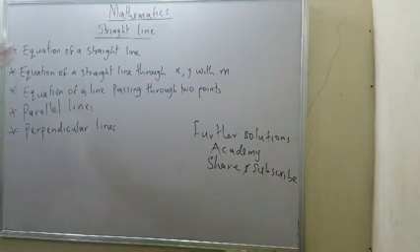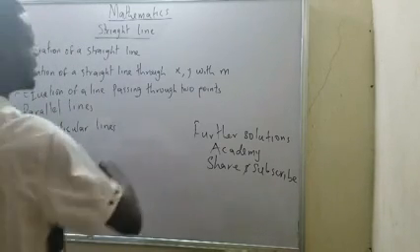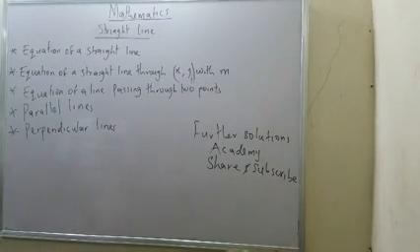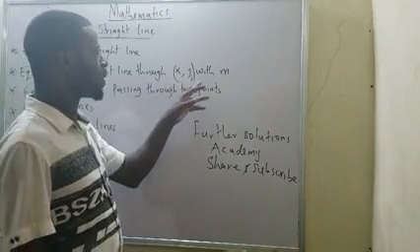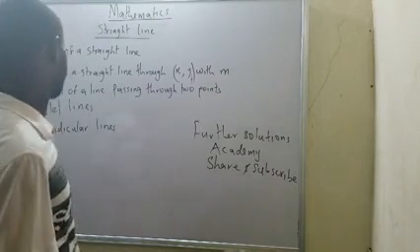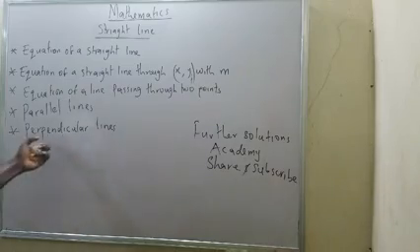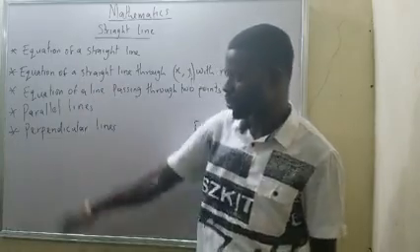These are the outline of this video. By the end of this video, you should be able to understand this. The first one, equation of a straight line. The second one, equation of a straight line through x and y with m. And also, equation of a straight line passing through two points, parallel lines, and equation of perpendicular lines. By the end of this video, all this you must understand.